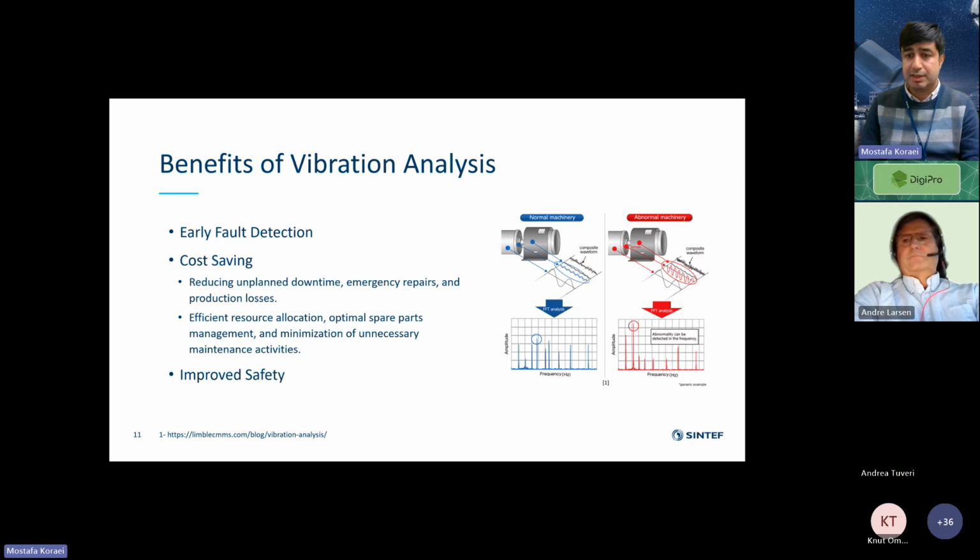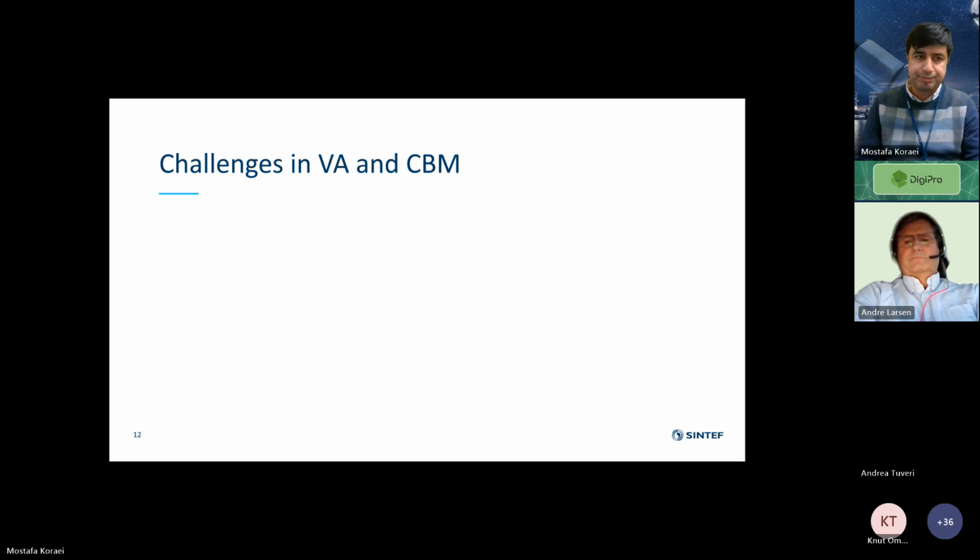Improving safety is another benefit, as well as compliance and regulatory requirements. In some cases, like in maritime or transportation, there are regulators that force you to do this in a routine way, to be sure that critical equipment is under control and we observe its behavior.